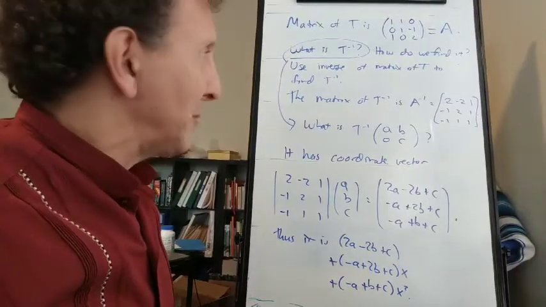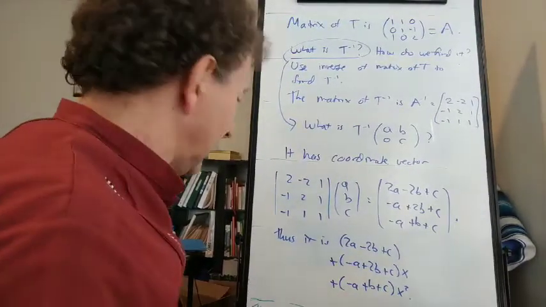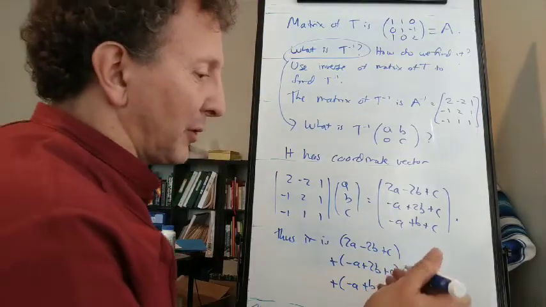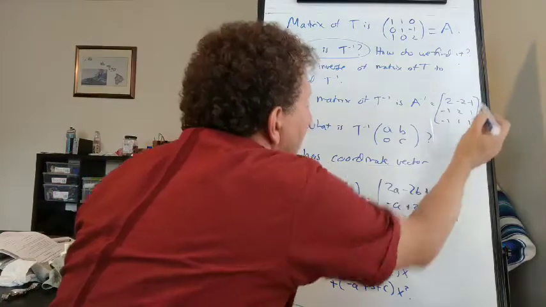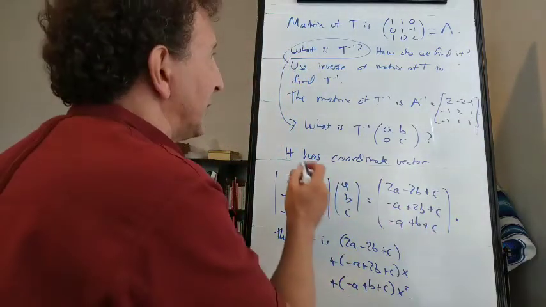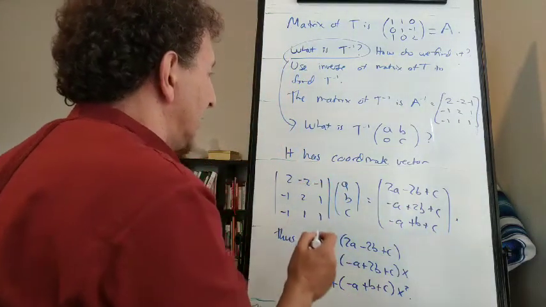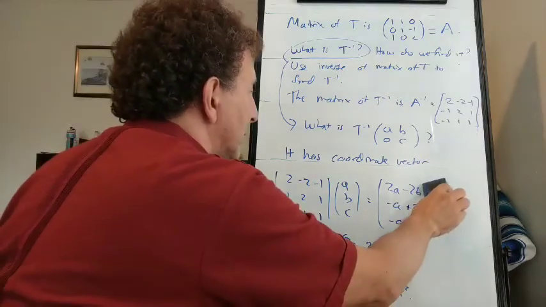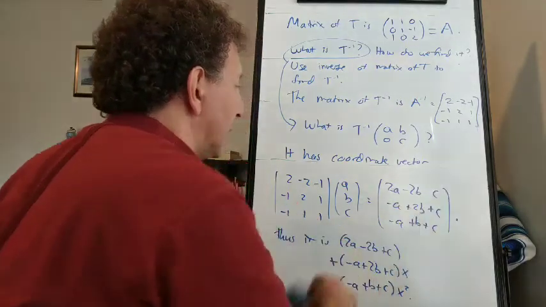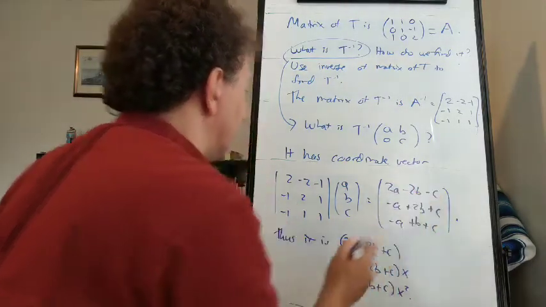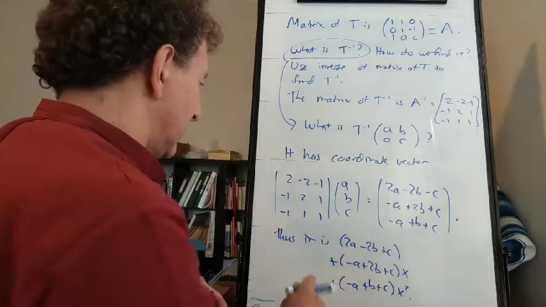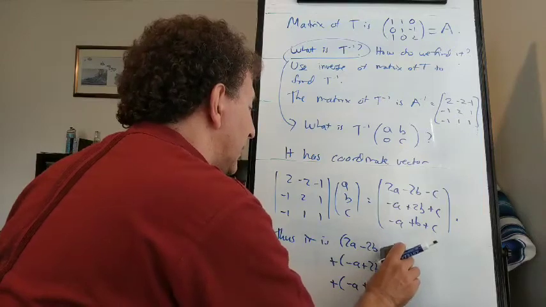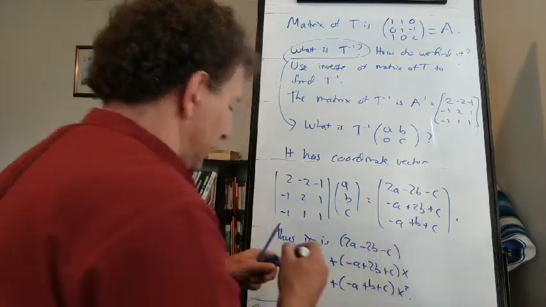Oops, I see that I copied my inverse matrix down wrong. That inverse matrix should have 2, -2, -1 in the first row. And that means that I've got a minus C in the first row, but that's the only change. So 2A minus 2B minus C is the constant term of my polynomial.